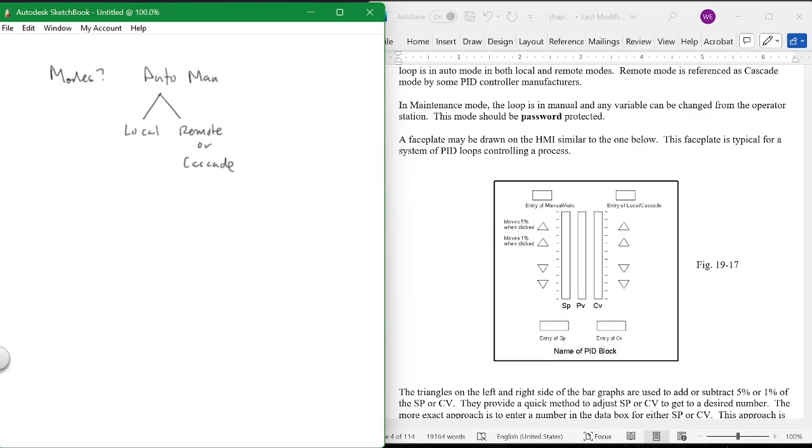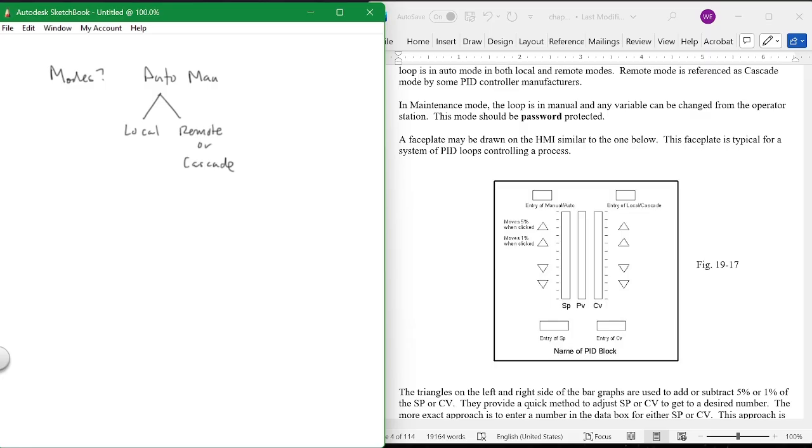But this would be a typical way you would program an HMI screen for a PID algorithm. So here is my set point. Here's my process variable, and here's my output. Now these are bar graphs. Along the side are little tickle points that basically can move you up or down by 1 or 5%. So this moves you by 1%, this moves you 5% up, this moves you by 1% or 5% down. Same way with my output.